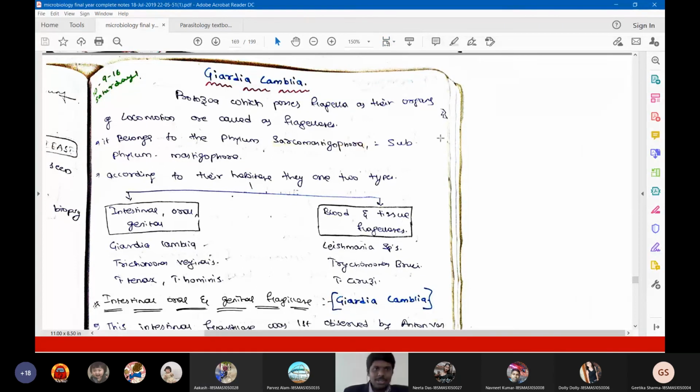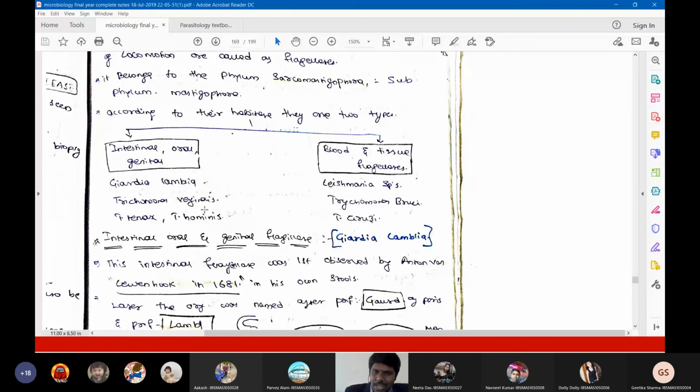See here, as I said, a brief introduction to Giardia lamblia. If you know the taxonomy, the introduction will be very easy. We already know that protozoans are of two types: intestinal protozoans and blood and tissue protozoans, right? Intestinal protozoans include Giardia lamblia, Trichomonas vaginalis. I'm sorry, actually Trichomonas vaginalis is blood and tissue. I think there is a mistake here. Anyway, don't mind it.